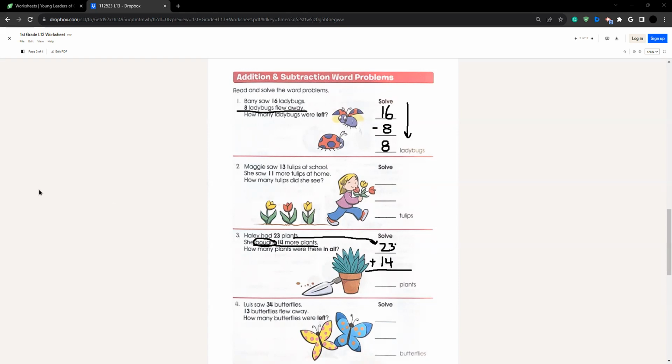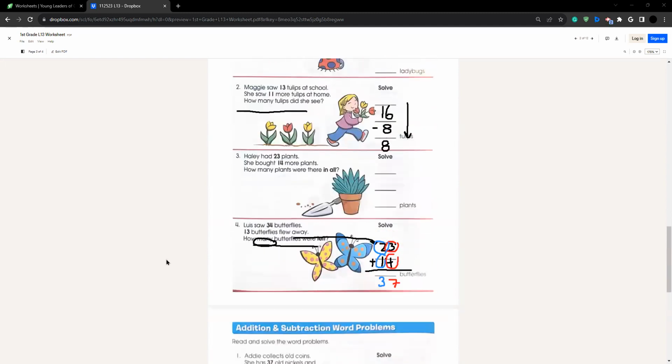Let's get a different color. 3 plus 4, we know that's 7. And now we have to solve for the tens place. 2 plus 1 is 3. So in total, 23 plus 14 is going to be 37. Haley has 37 plants in all.